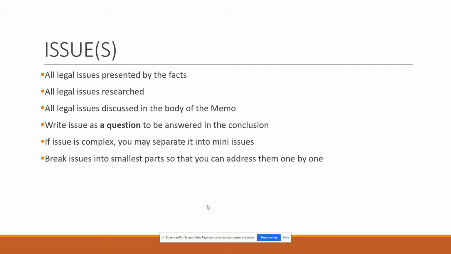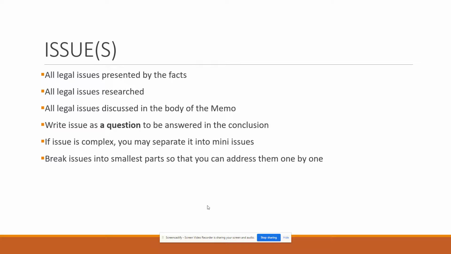Okay, so your issues. The issues are legal issues. Okay, they're not, did he speed, right? That's a fact that we have to determine through evidence. A legal issue is a question that needs to be answered by the court. Okay, and those are the legal issues we're going to be then discussing in the body of a memo. When you write your issue, write it as a question. Is life imprisonment without parole for a minor cruel and unusual punishment under the US Constitution?